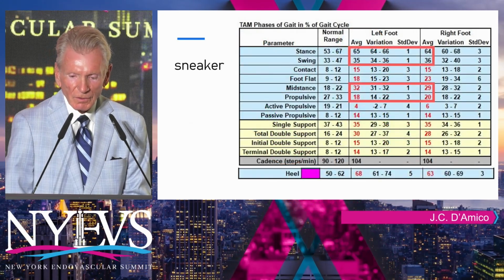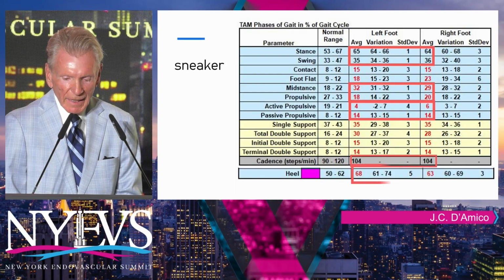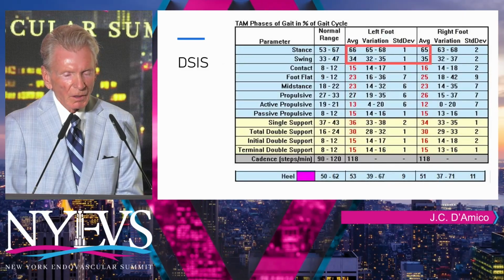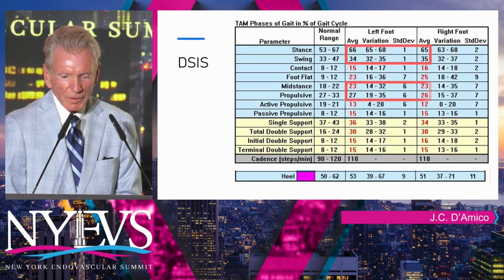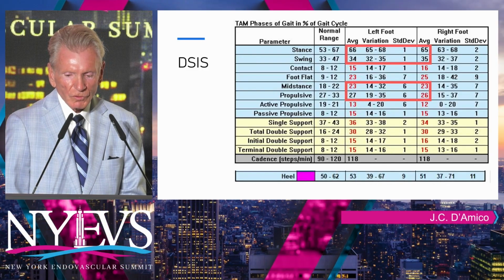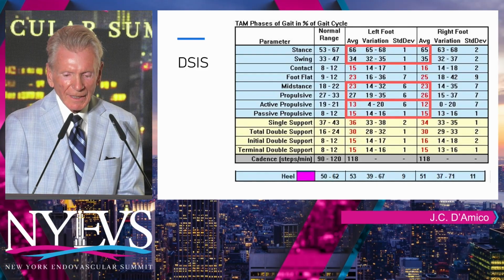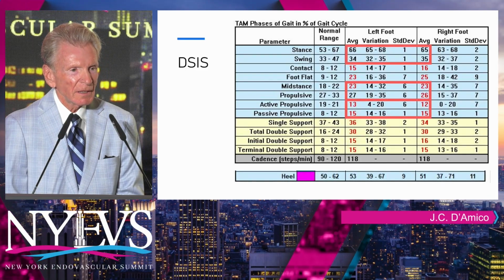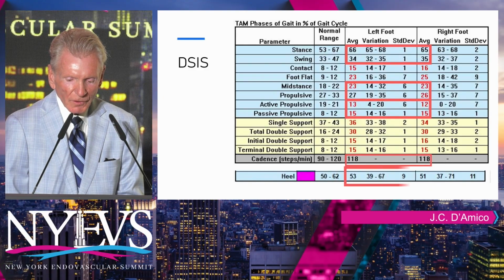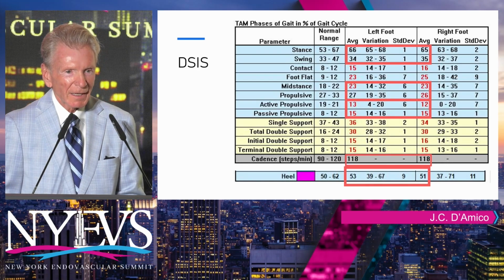Here's his sneaker. I showed you 4, 6, active and passive propulsion. And the heels, these numbers I'm going to show you now. This is Howard in the orthotics. 23, 23 mid-stance. Propulsion's 27, 26. Active and passive propulsion are even, essentially even. 118 steps a minute, and his heels are on the ground, 53, 51. This is what people in their 20s get.